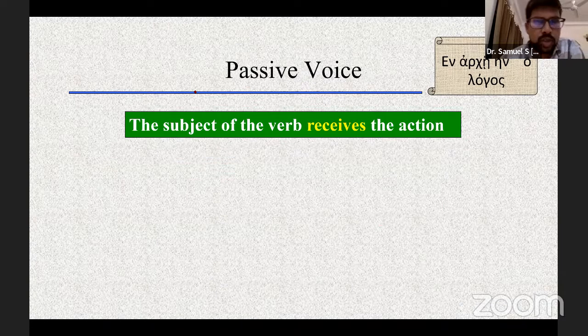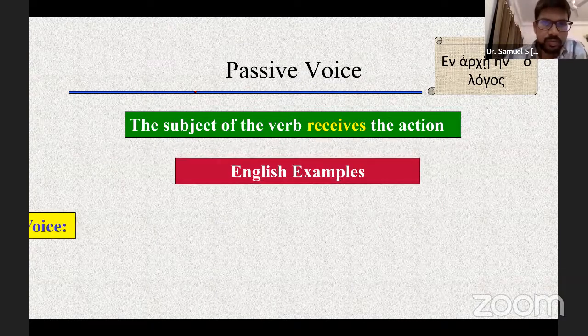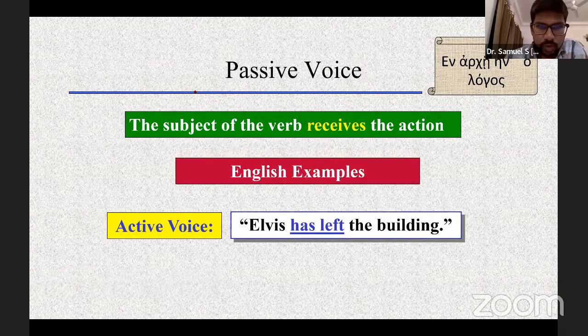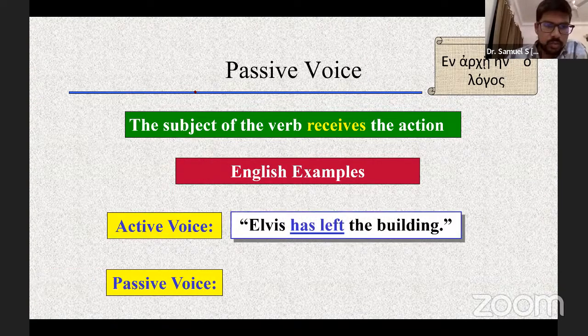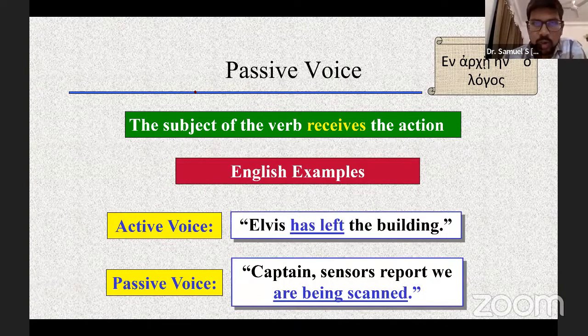Passive voice, the subject receives the action. Oh, they have some audio here too.